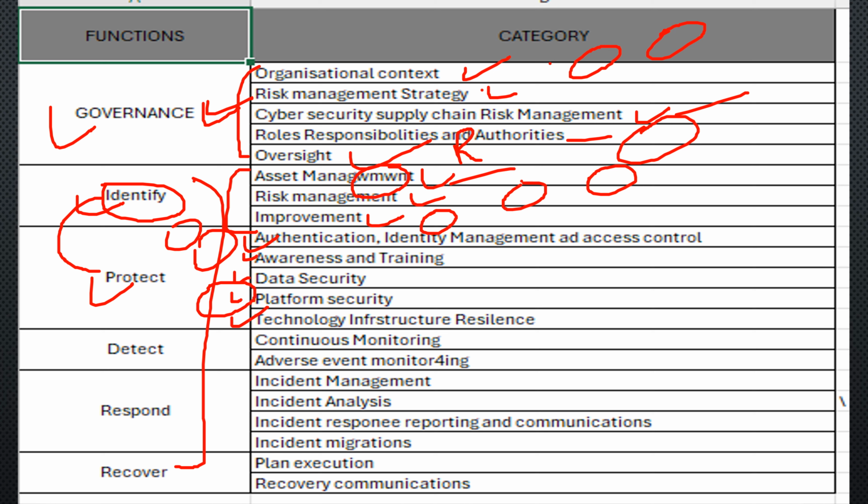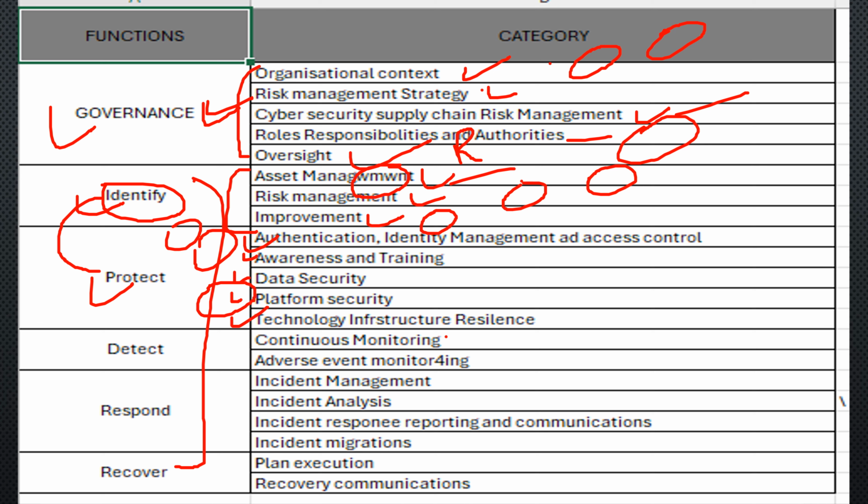Coming to the Detect part. Detect: the possible cybersecurity attacks and compromises are found and analyzed, meaning we need to detect. Detect enables the timely discovery and analysis of anomalies, indicators of compromise, and other potential adverse events that may indicate that cybersecurity attacks and incidents are occurring. The function supports successful incident response and recovery activities.